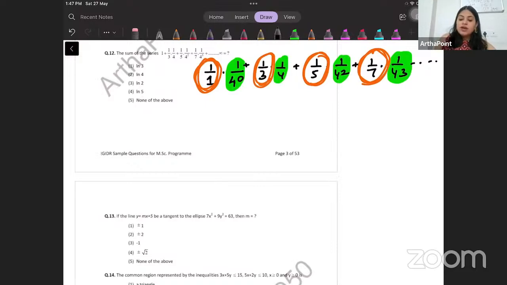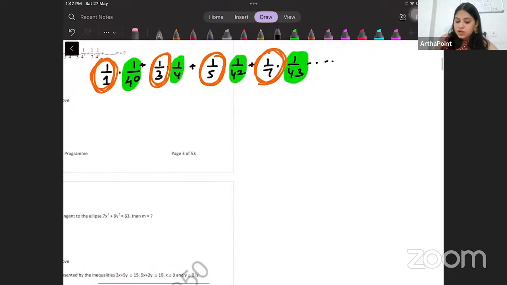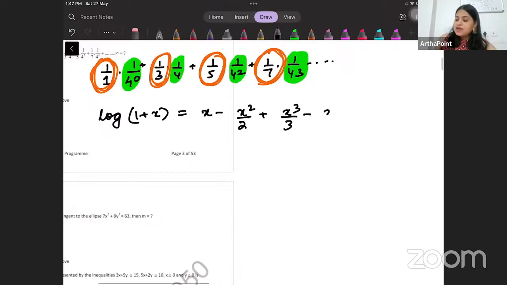Let's solve this. So what you can do, beta, in this case, is use the concept of log here. We know log 1 plus x. How do you expand log 1 plus x? x minus x square by 2 plus x cube by 3 minus x to the power 4 by 4 plus something. This is the log 1 plus x expansion.